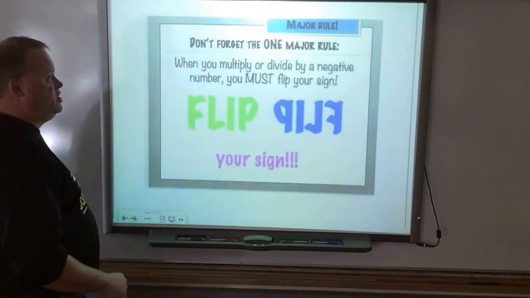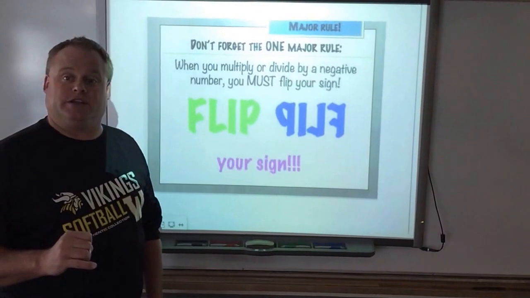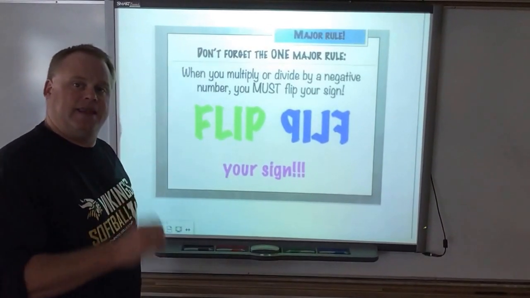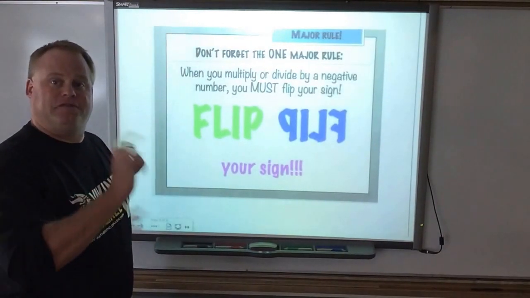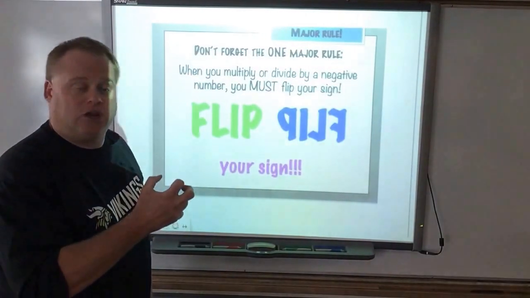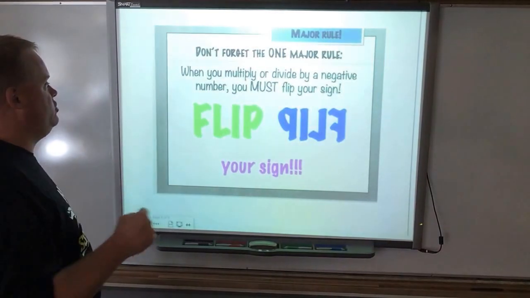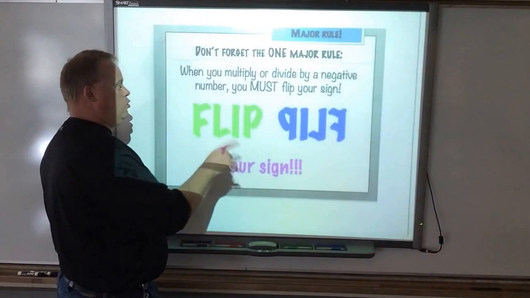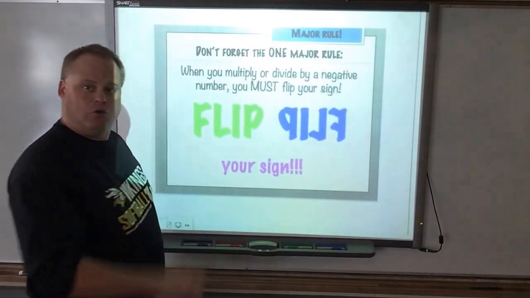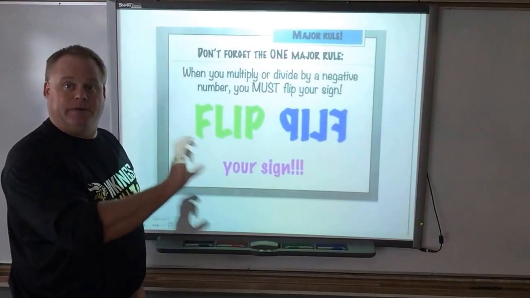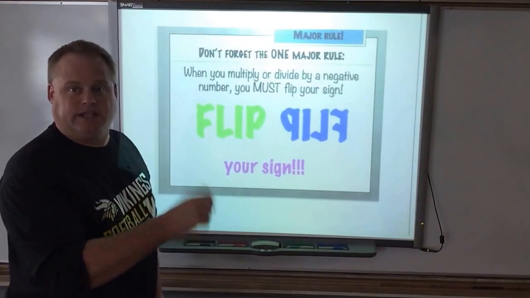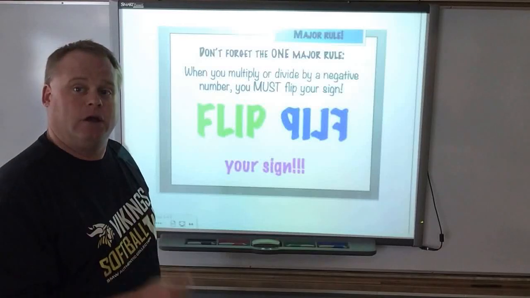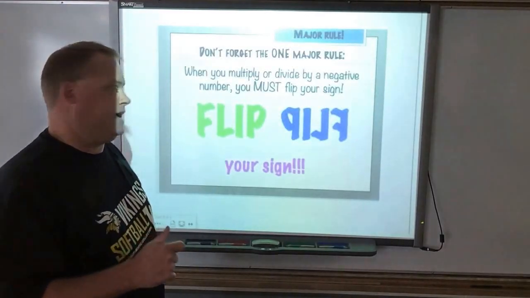Some other ideas. When dealing with inequalities, if we multiply or divide by a negative, we have to flip the inequality sign. So when you multiply or divide by a negative number, you must flip your sign. Flip the inequality. If it's greater than, then it becomes less than. If it's less than, then it becomes greater than. We have to flip the sign when we divide or multiply by a negative.